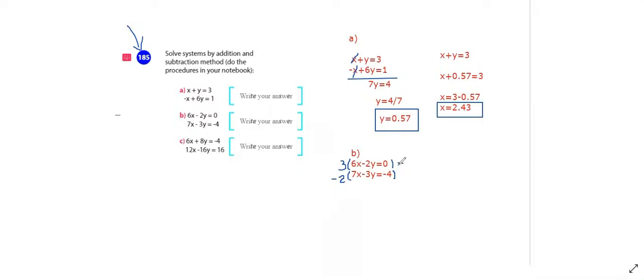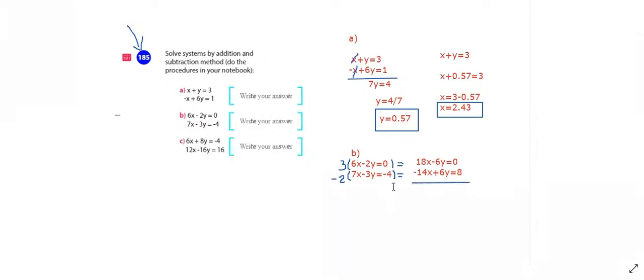Let's solve this new system that we will get by multiplying. The first one will be 18x minus 6y equals 0 times 3, which is 0. And the second one is minus 2 times 7, which is minus 14x, plus 6y equals 8. Now I have a new system. I will add them together.